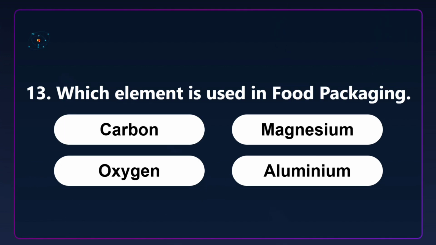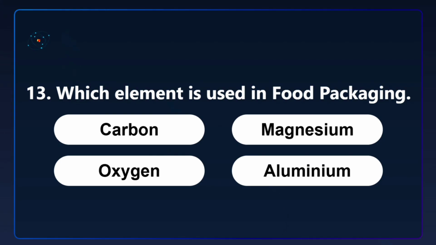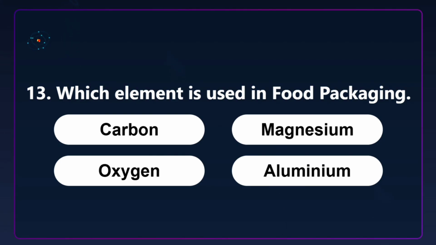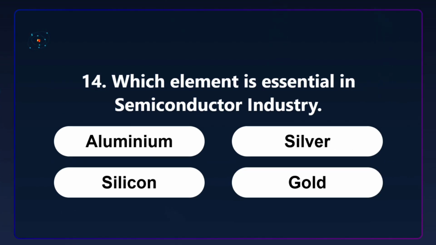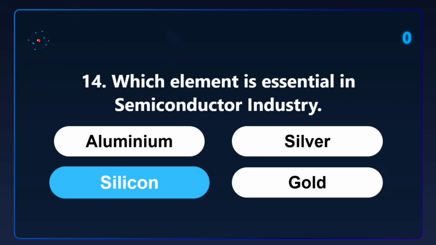Question 13. Which element is used in food packaging? The answer is aluminium. Question 14. Which element is essential in semiconductor industry? The answer is silicon.